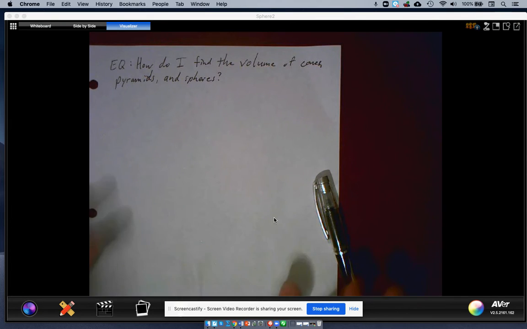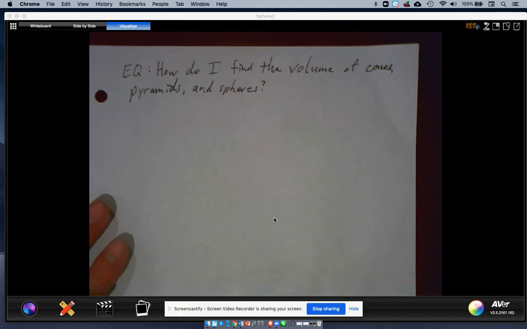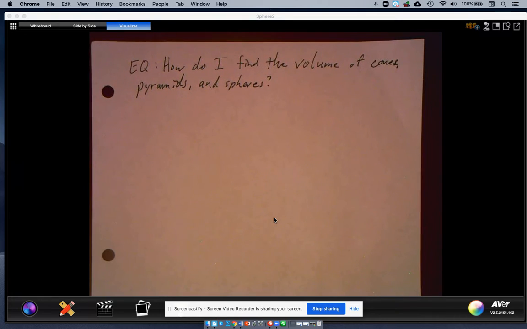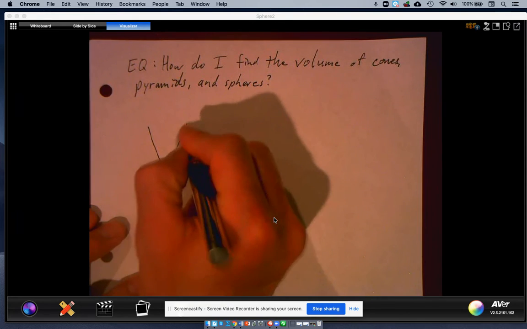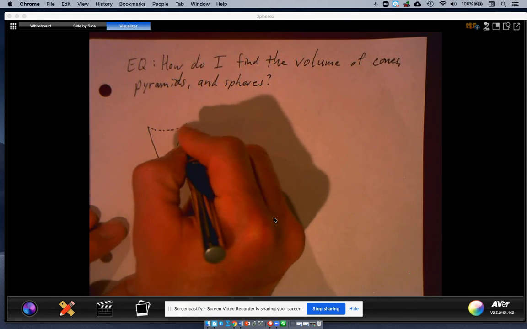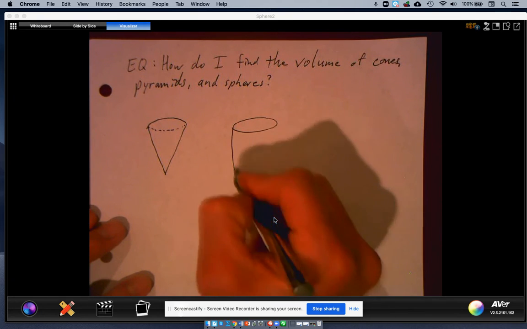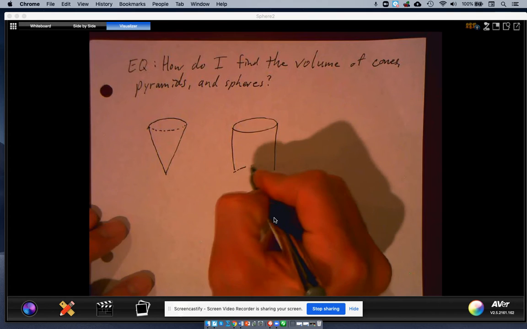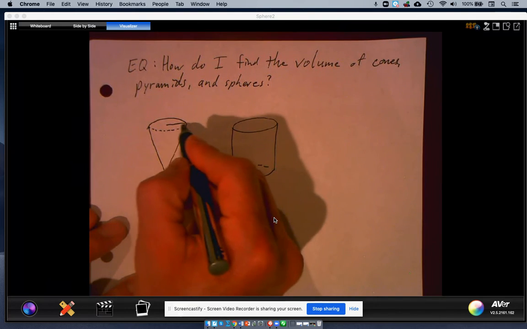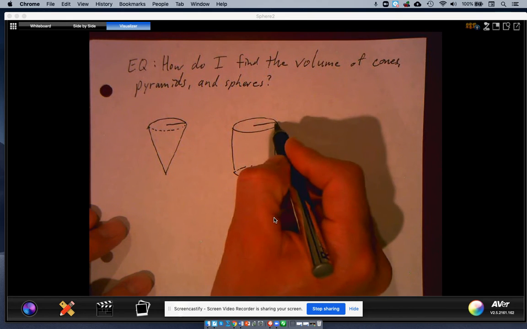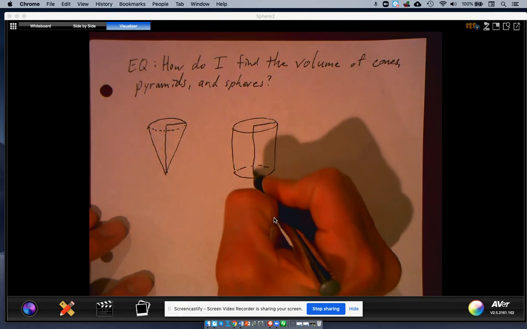So on to something more exciting, way more exciting. How do we find the volume of cones, pyramids, and spheres? Starting with cones, there's an activity we'd do in class quickly that would show you this. If you took a cone and a cylinder that have the same radius, whatever the radius is here, it's the same there, and the same height, the height is here, it's the same there.